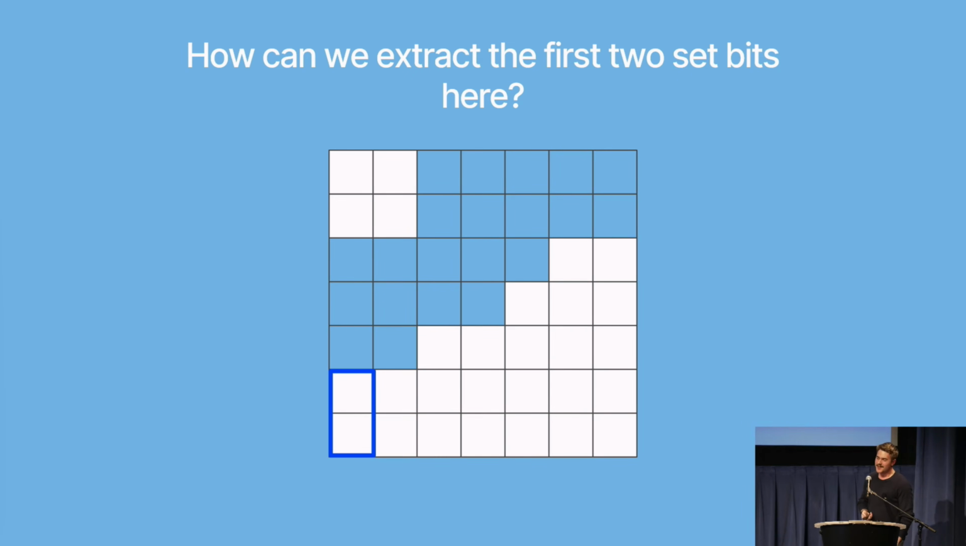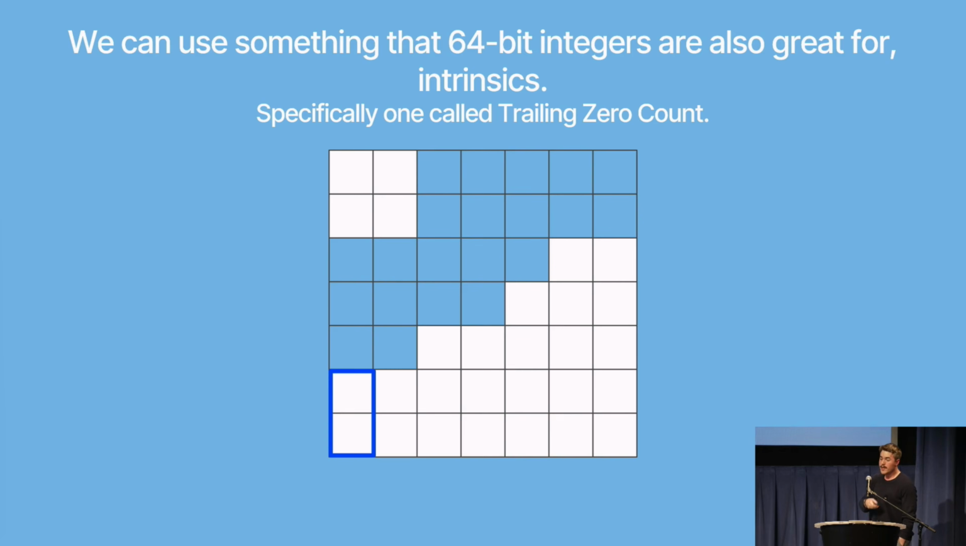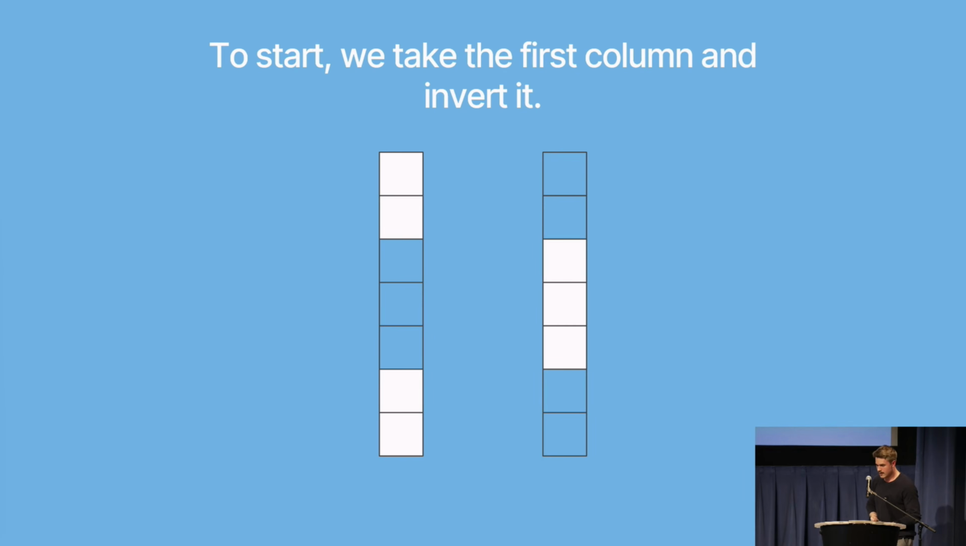How can we extract the first 2 set bits here? How can we take the mask that we were using to compare with before from our current more complicated scene? Well, we can use something that 64-bit integers are also great for: intrinsics, right? They're perfect for this, specifically one called trailing zero count. This just works on 64-bit integers.